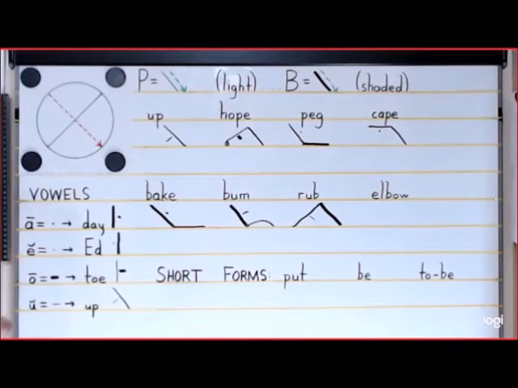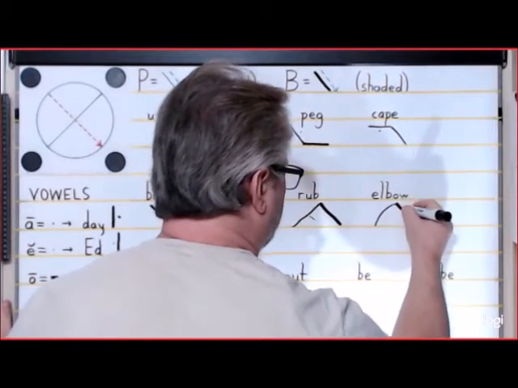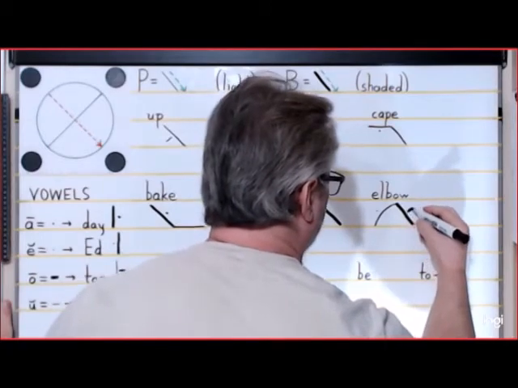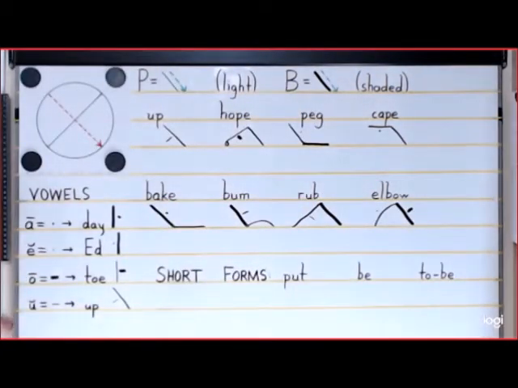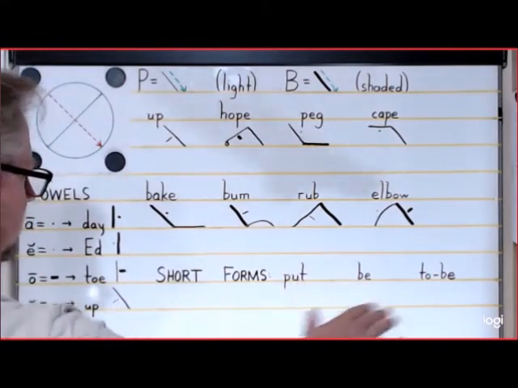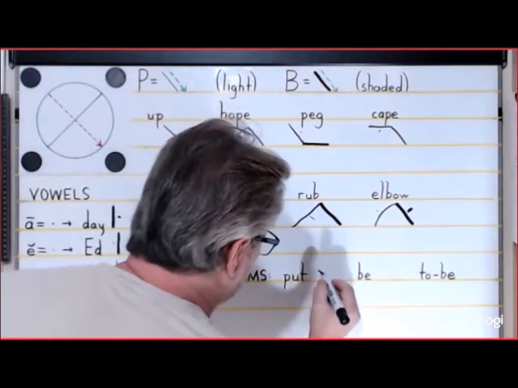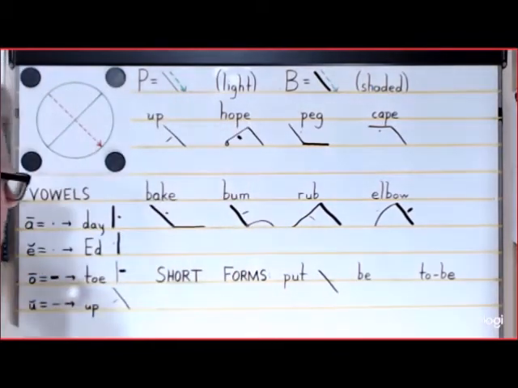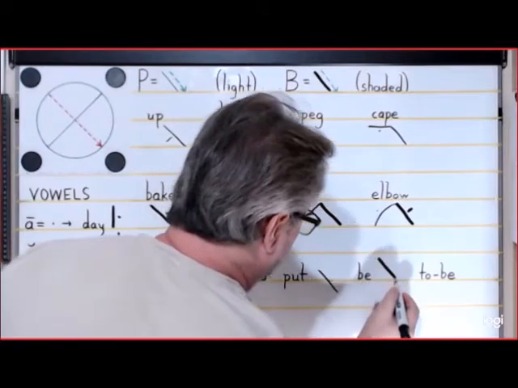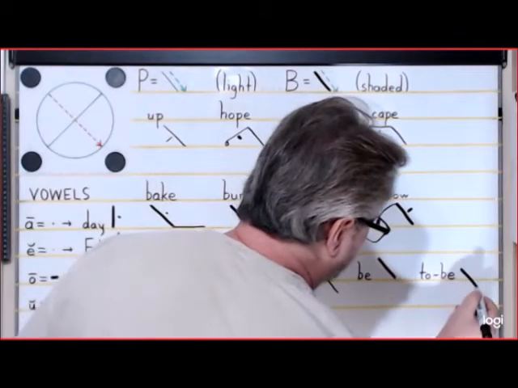For the word elbow, it's going to be the L, then a B, a light dot before the L, and a heavy dash after the B. The short forms, put, be, and the phrase to be. So put is represented by a P that is through the line. The short form be is a B on the line. And then the phrase to be is a be through the line.